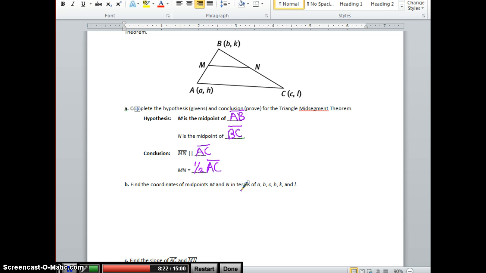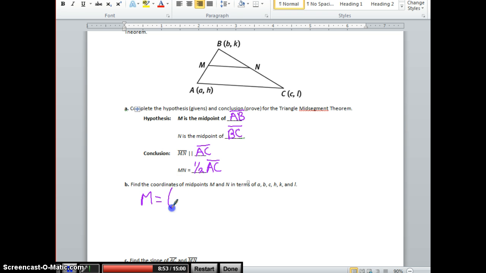So the next thing, they want us to find the coordinates of the midpoint in terms of A, B, C, H, K, and L. All right, so this is going to be fun. So instead of actually doing the calculation, we're just going to leave all of these letters in for what we would normally use as numbers. Okay, so here we go. So let's go ahead and do midpoint M. Okay, we know that to find a midpoint, we have to add up the x's, divide by 2, add up the y's, divide by 2, and that gives us our midpoint.